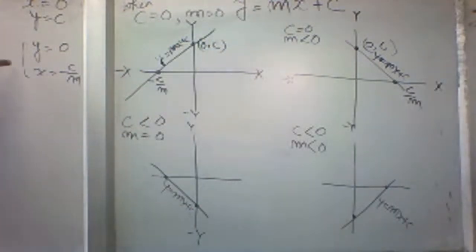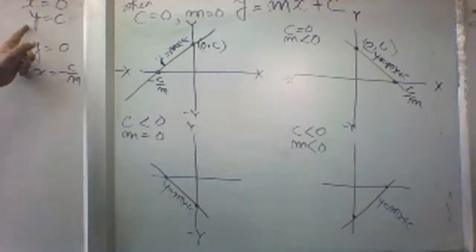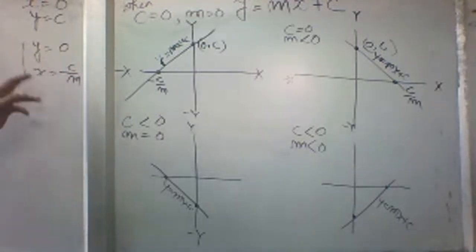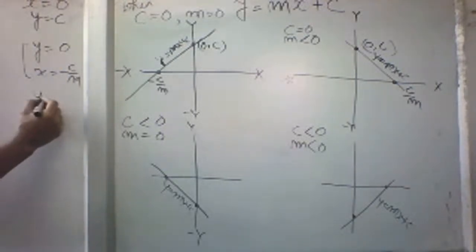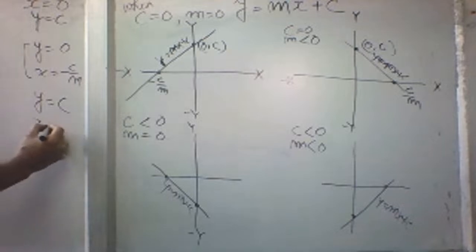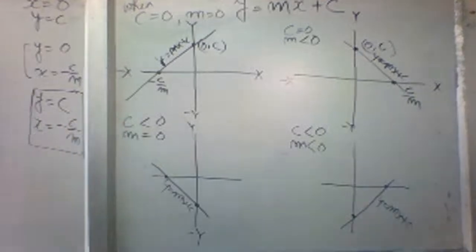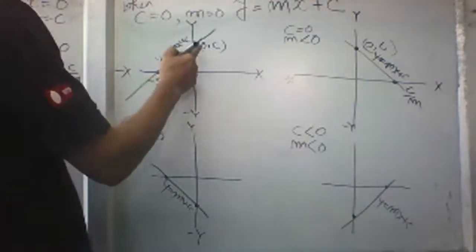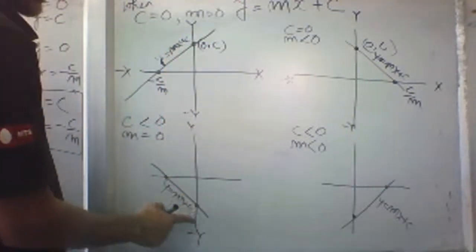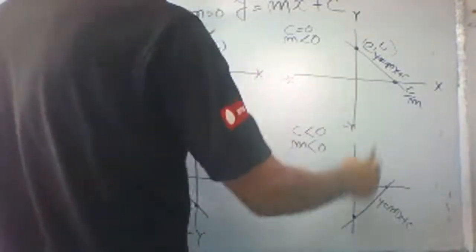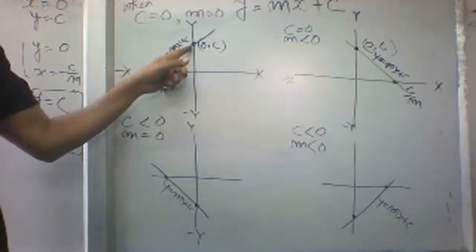Now don't forget one important part. If x is equal to 0, then y is always equal to c. When y is equal to 0, x is always equal to minus c upon m. At this time, you will consider only these 2 things, y is equal to c and x is equal to minus c upon m, for making these graphs. Y is equal to c, where the value is 0, you will put y is equal to c.